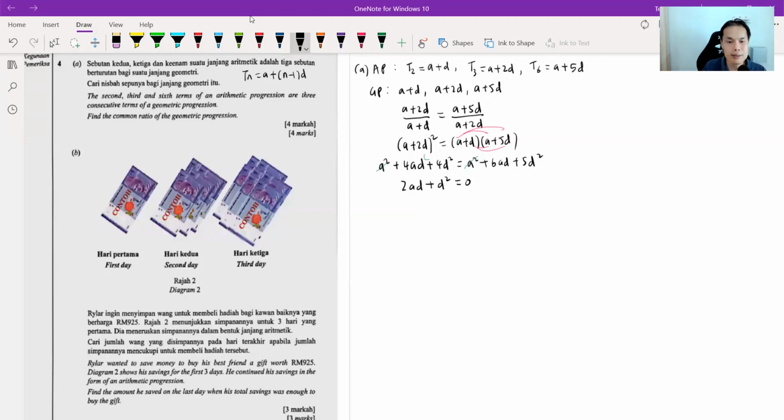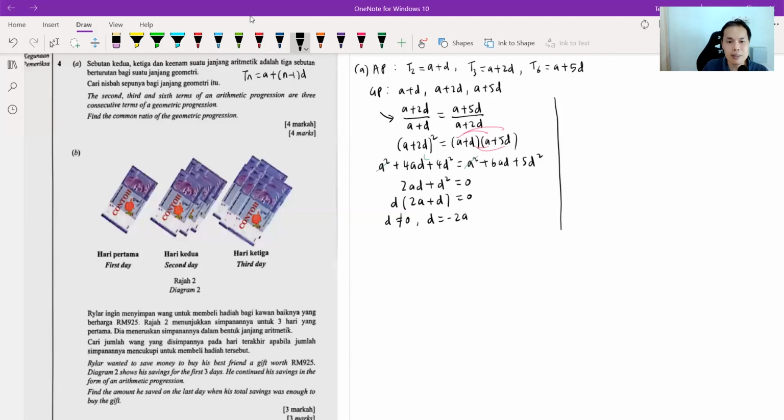Then I factorize the d, and you get d(2a plus d) equals 0. Now, we know d can't be 0. If your common difference is 0, the arithmetic progression doesn't progress: the first term will be a, the second term a, the third term a. It doesn't change. So d is minus 2a. Now you might be thinking, hey, that doesn't help me find my common ratio.